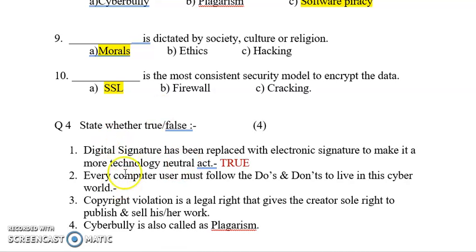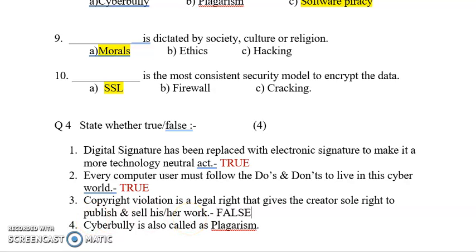Next, every computer user must follow the do's and don'ts to live in the cyber law world. So this is exactly correct. If you want to live in a proper cyber world, you have to follow some rules and regulations, some do's and don'ts.